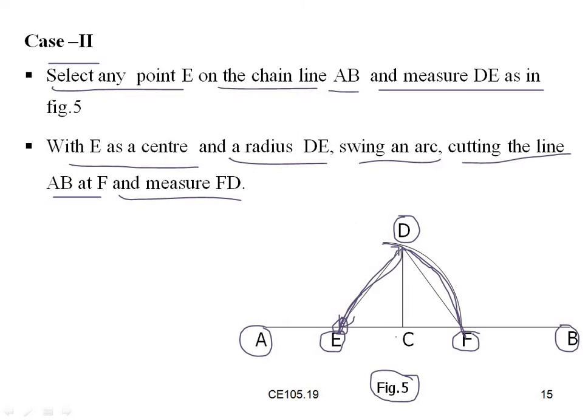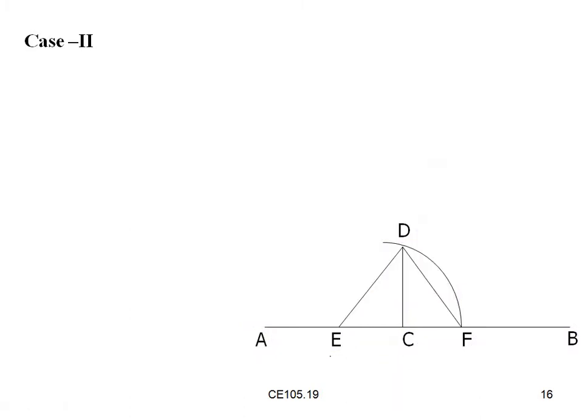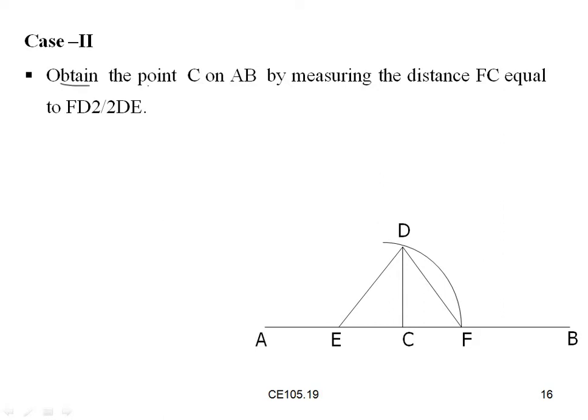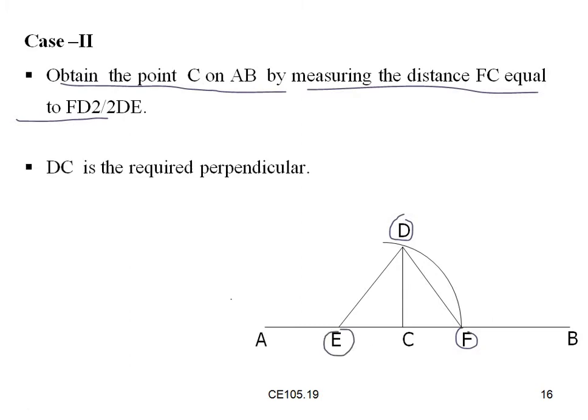Before that, wherever the point we are getting from center E, EC is equal to CF. Then we will get the point C, and then bisect it to D, and from D you bisect it to the line E, then we will get the right angle triangle. So obtain the point C on AB by measuring the distance FC equal to FD by 2. So next, DC is the required perpendicular line.